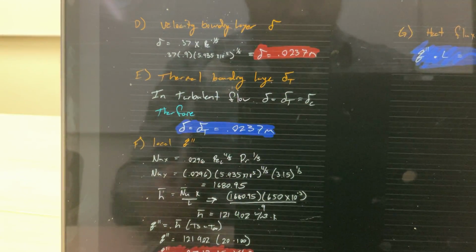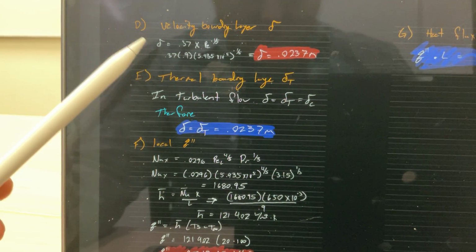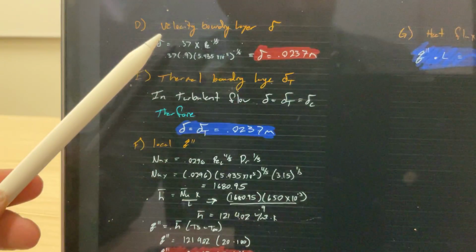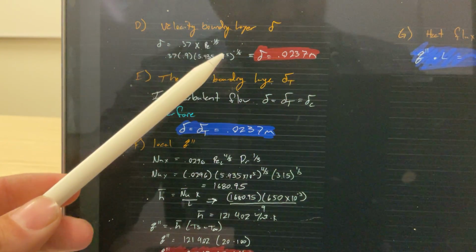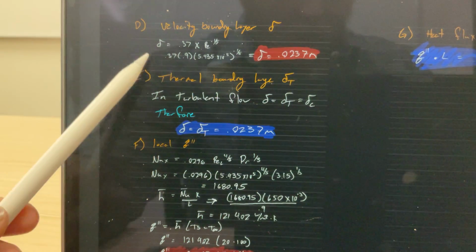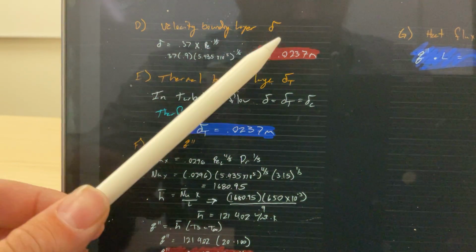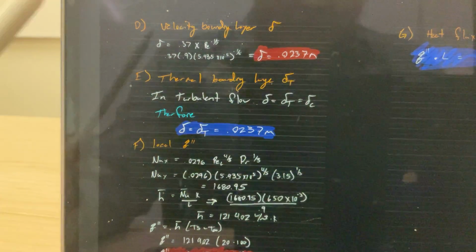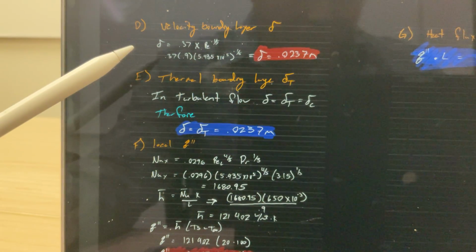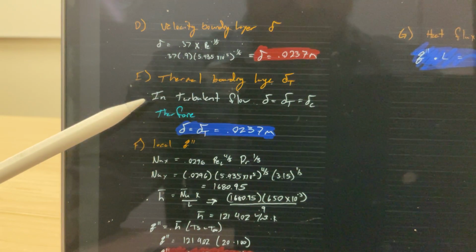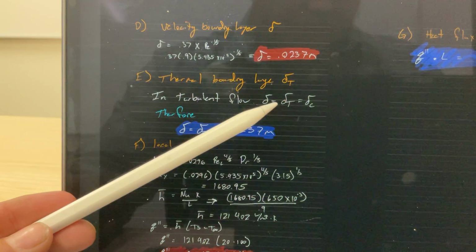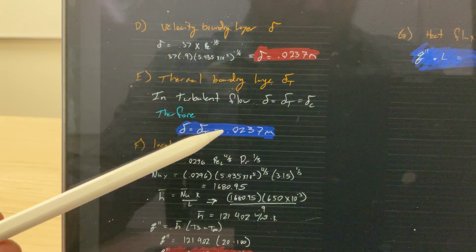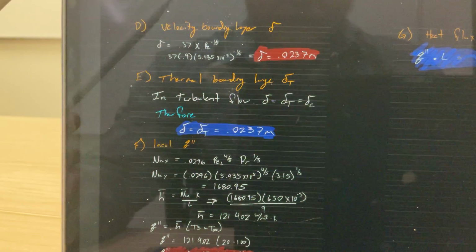So then we were asked to solve for the velocity boundary layer, which is given by the equation 0.37x Reynolds to the negative 1/5. In this case, we're looking for the boundary layer at L, so x is 0.9. That gives us a boundary layer of 0.0237 meters. Next, we were asked to find the thermal boundary layer, but given that this is turbulent flow, the velocity layer is approximately the same length as the thermal boundary layer, so therefore it's still going to be 0.0237 meters.